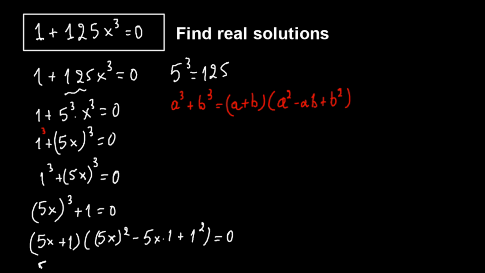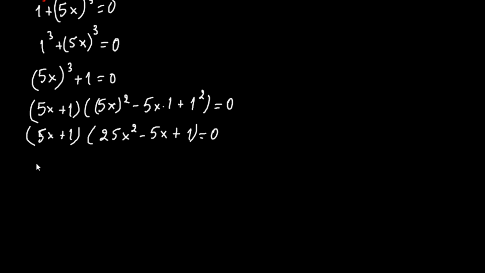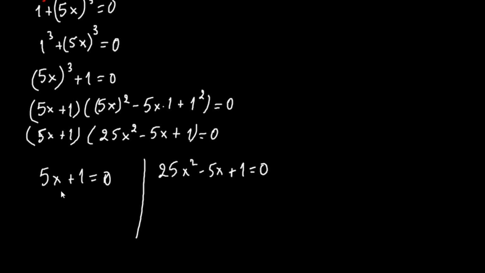Let's write it a little better. 5x plus 1, times 25x squared minus 5x plus 1, equals 0. So from the first one we have that 5x plus 1 equals 0, and from the second we have that 25x squared minus 5x plus 1 equals 0.